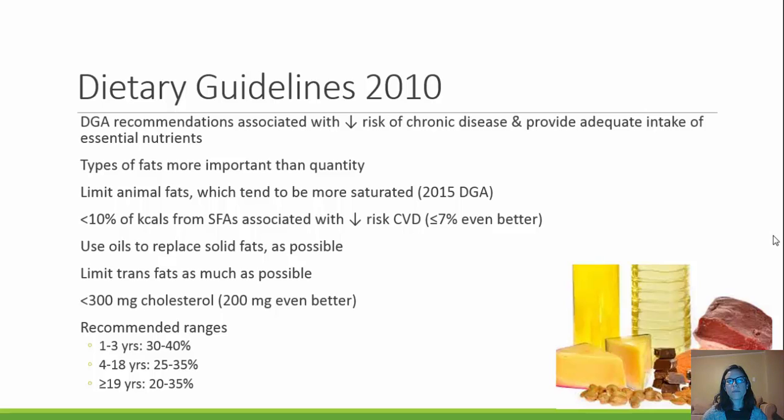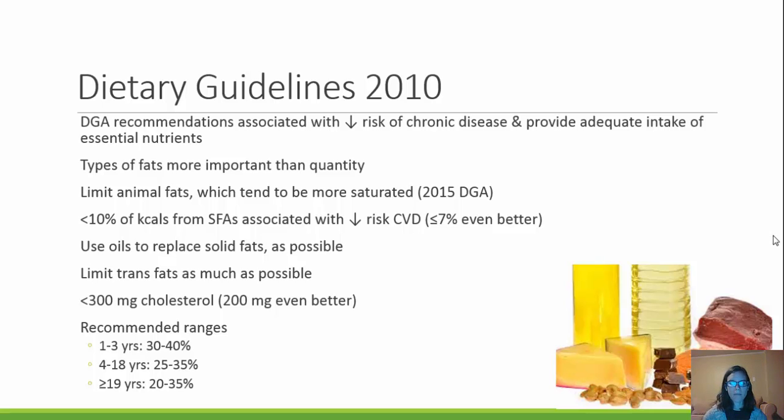They recommend that we replace solid fats, which are typically saturated, with oils that are mono or polyunsaturated. The recommendations for health benefits are that we limit trans fats as much as possible and limit cholesterol intake to less than 300 milligrams a day.